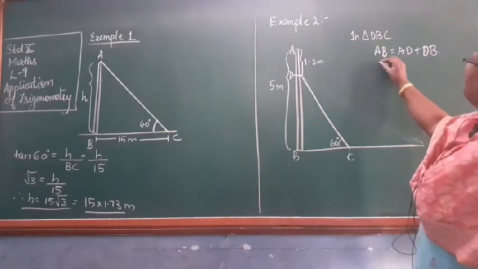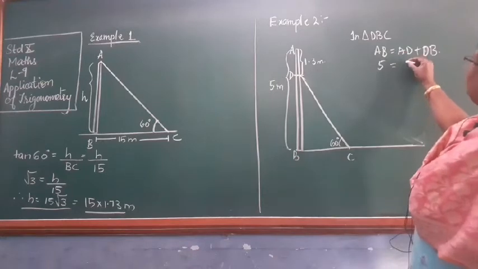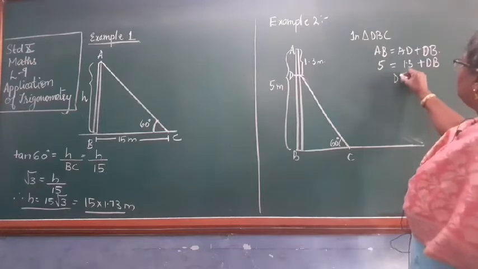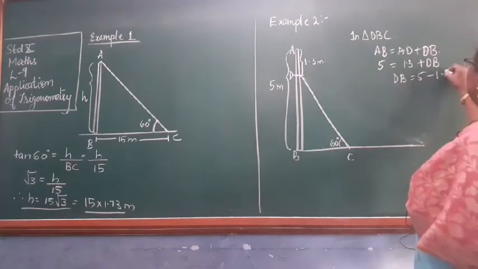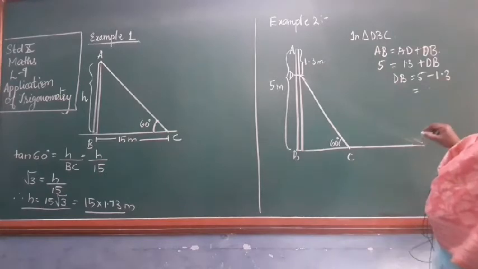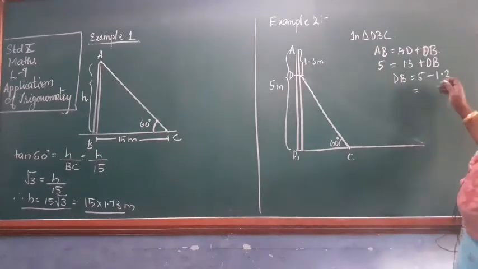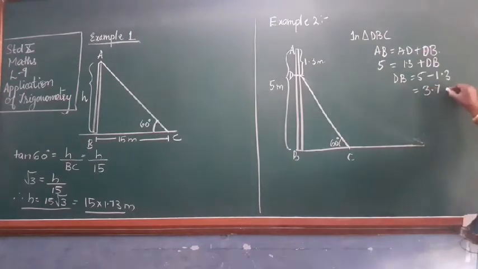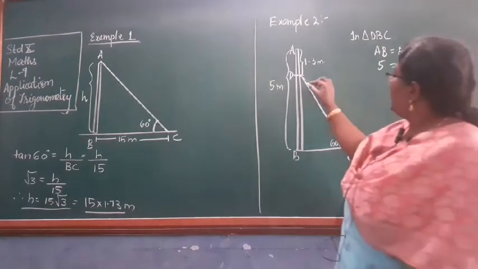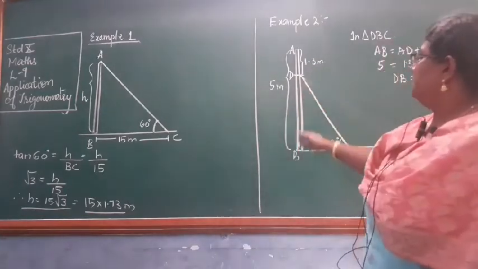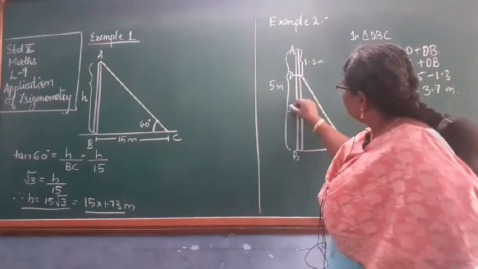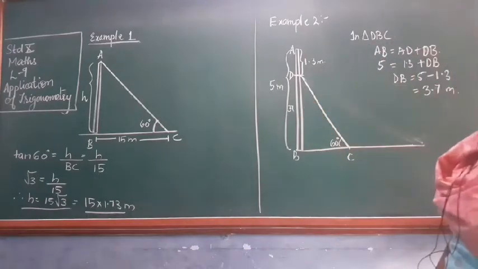Now AB value I know it is 5. Also I know AD value it is 1.3 plus DB. So DB is equal to 5 minus 1.3 which is equal to, 10 minus 3 is 7 and 4 minus 1 is 3, that is 3.7 meter. So I have my DB value, that is this particular length, it is 3.7. Okay, so this I got, 3.7 meter.